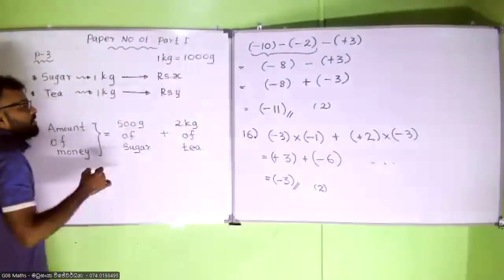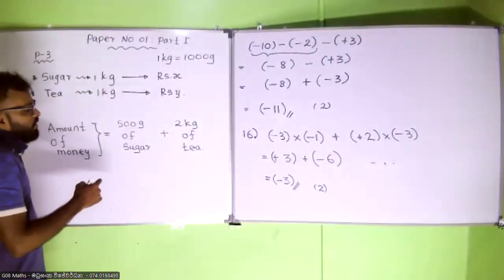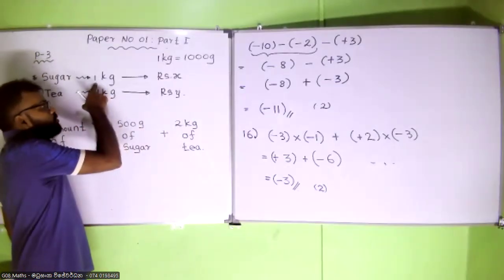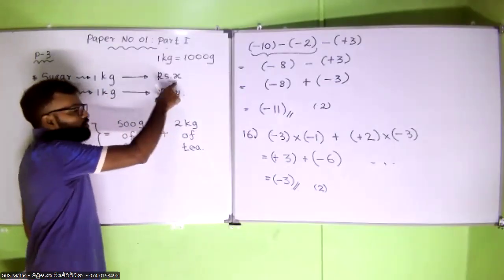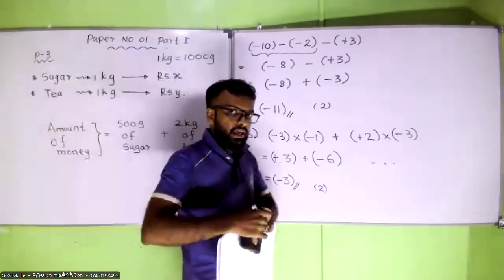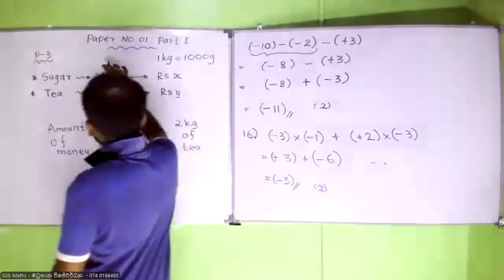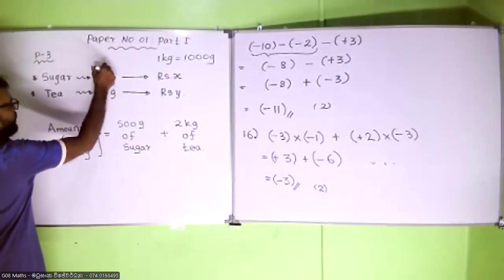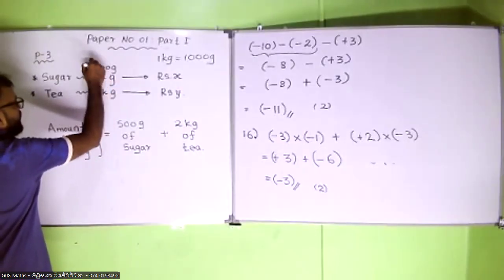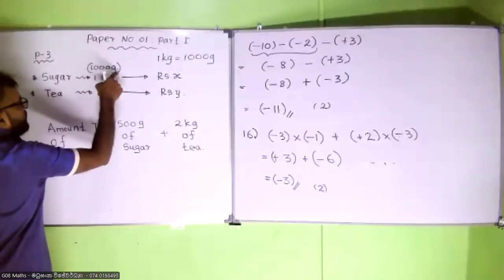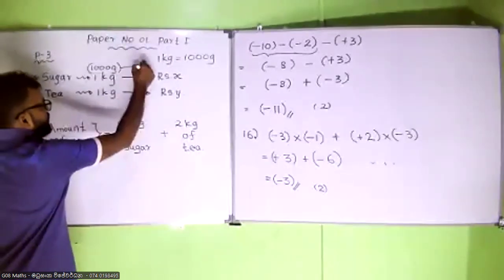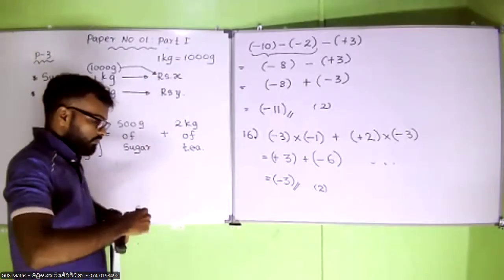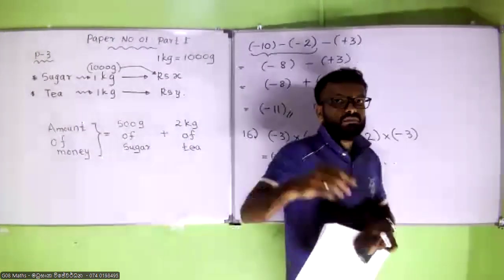Alright. So here we have 500 grams of sugar. So 1000 grams is equal to x rupees of sugar. That means here we have 1 kilogram, that means this is 1000 grams. Right? 1000 grams of sugar cost x rupees. Now how you are going to find for 500 grams? X divide by 2. Excellent.